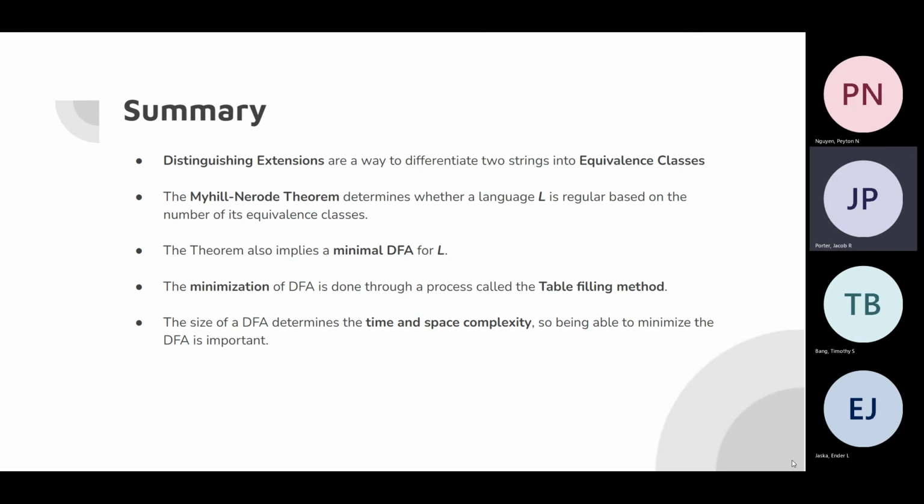For a summary of what we've talked about, first, distinguishing extensions are a way to help differentiate two strings into equivalence classes. Also, the Myhill-Nerode theorem helps us determine whether a language is regular based on the number of equivalence classes that it has. What the theorem also implies is that there is a minimal DFA for any language L, and that this minimization of a DFA is done through the table filling method. This is important because it helps us reduce the time and space complexity.